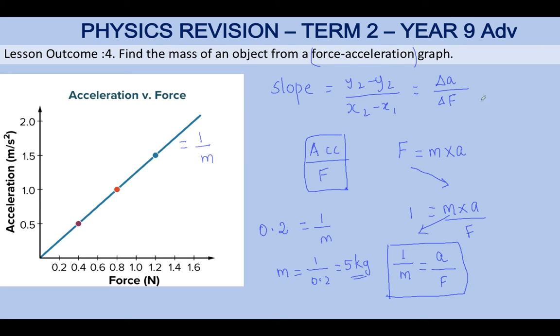All right. This is just for you to understand how to pick out some information from the acceleration force graph and connect it with the mass. So remember this point alone: slope equals 1 over m. Inverse of slope will give you mass. So why is that correct? Because of these steps. I hope that's clear.